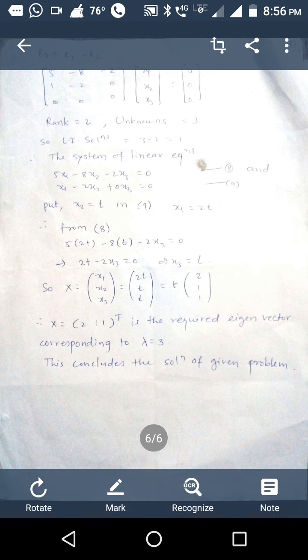So this is the solution of the given problem. We will see more problems on this topic in the near future. So we conclude this lecture with this example. Thank you.